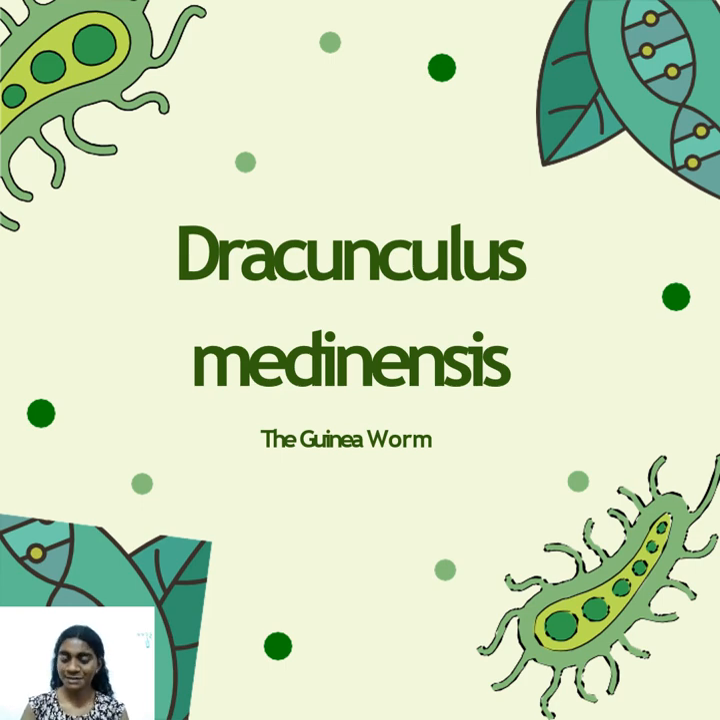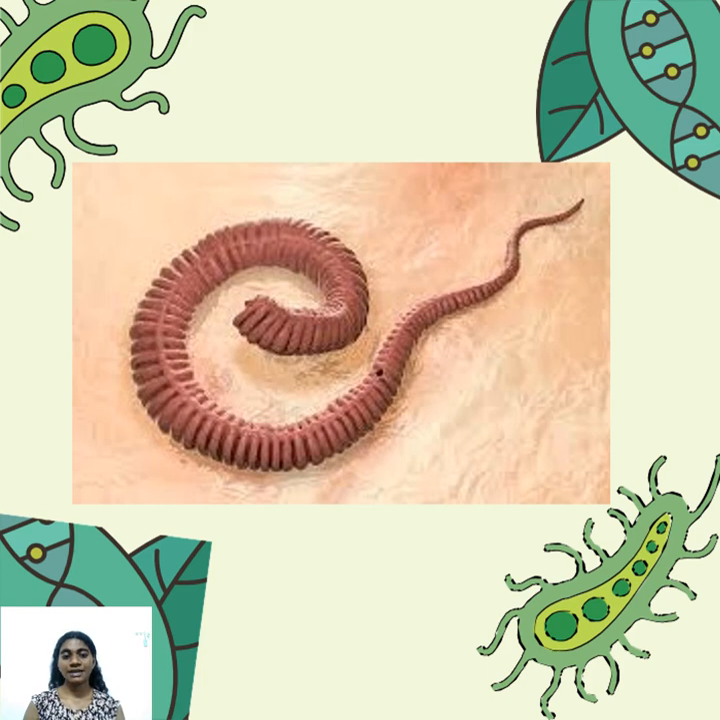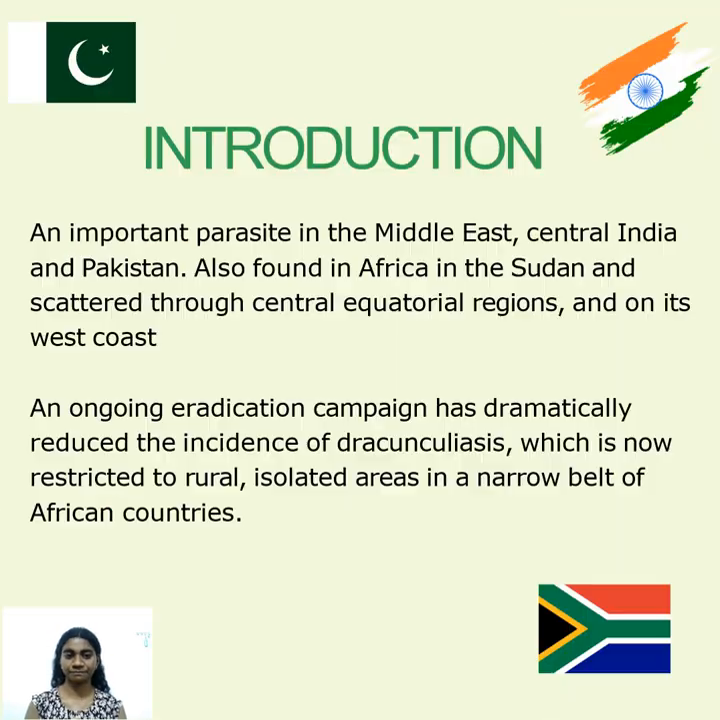Hello everyone, today I'll be speaking on the topic Dracunculus medinensis, also known as the guinea worm, and it is classified under the tissue nematoda. So here's the illustration of how this guinea worm looks, and it has a spiral shape.